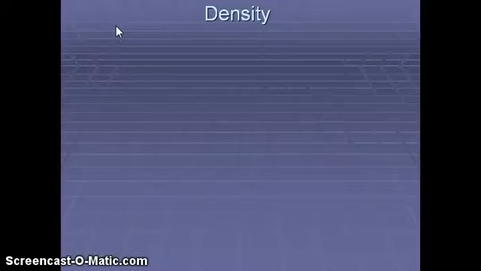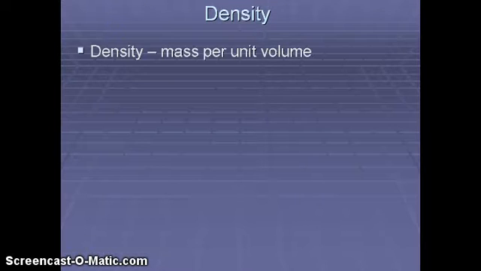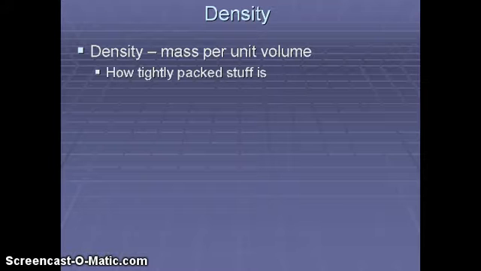In this video, we're going to be learning about density. The formal definition of density is mass per unit volume. Another way you can think of this is as how tightly packed stuff is. For example, in a pillow, the stuff is not that tightly packed. It's kind of spread out. So a pillow is not that dense. On the other hand, in a brick, the brick is very tightly packed, so a brick would be dense.